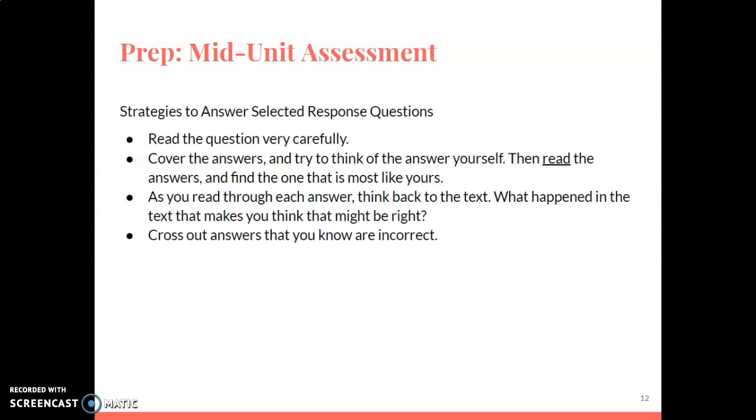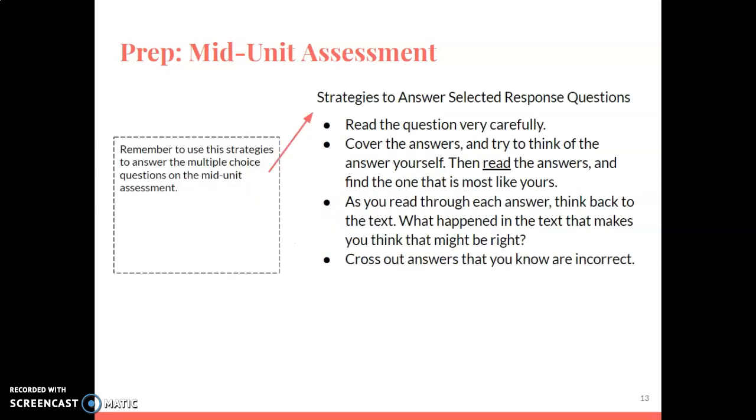Speaking of answering questions, strategies to answer selected response questions are as follows. Make sure that you read the question carefully. Cover the answers and try to think of it yourself, and then read the answers that they've given you and find the one that is most like the one that you already thought of. As you read through each answer, think back to the text. What happened in the text that makes you think you might be right? Cross out the answers that you know are incorrect. Remember to use these strategies to answer multiple choice questions on the mid-unit assessment.